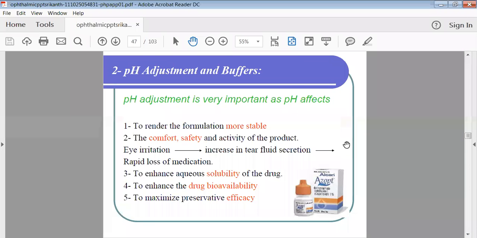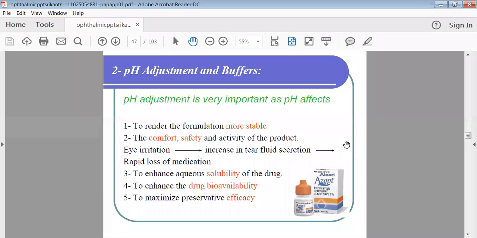Generally, after that, we need to adjust the pH of your preparation and maintain the required pH by using various buffering agents. When we require a constant pH, it is because sometimes your drug does not have proper solubility at other pH values. So we have to maintain the required pH, then only it will remain soluble throughout the life of your product.